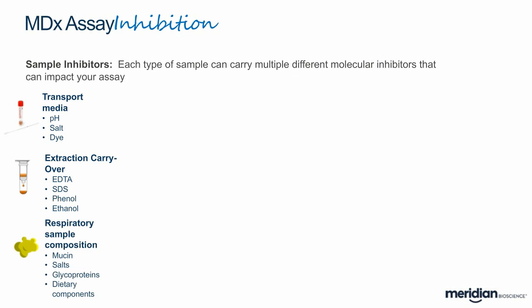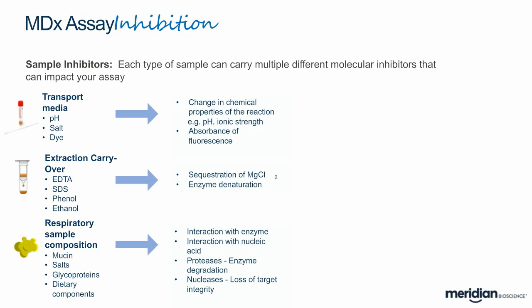These molecular inhibitors have multiple mechanisms at different levels. In the case of transport media, the reaction's chemical environment can be altered by the change in pH or ionic strength, while the dye is capable of absorbing your fluorescent signal. Inhibitors from a purification workflow, such as EDTA, can sequester the critical magnesium chloride in the reaction, or harsh chemicals such as SDS and phenol can denature the enzymes required for RT-qPCR.